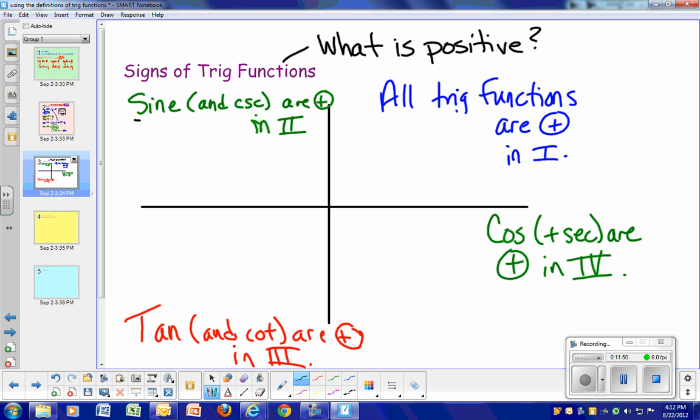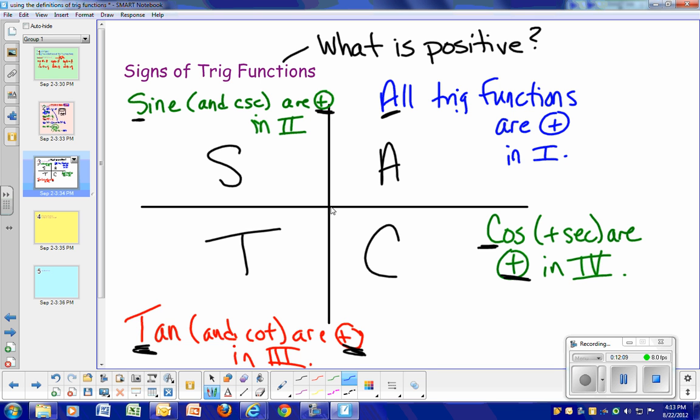Notice over here, sine is positive. Here, tangent is positive. Here, cosine is positive. And here, all things are positive. Now, I know I did ignore the reciprocals, right? I didn't mention cosecant or cotangent or secant, right? But I hope you know which things are reciprocals, okay, at this point. I just focused on the SOHCAHTOA ones, right?